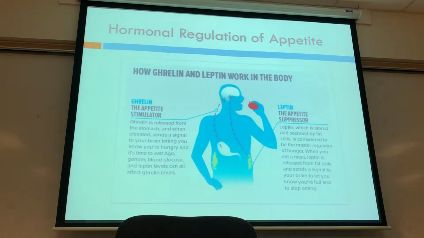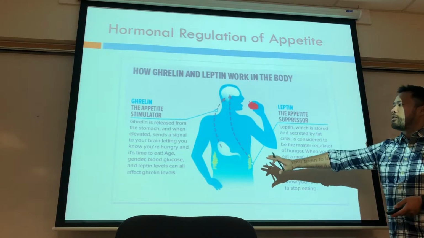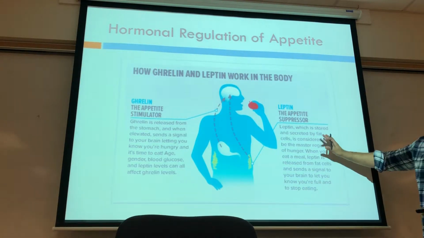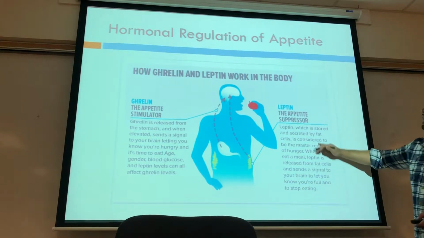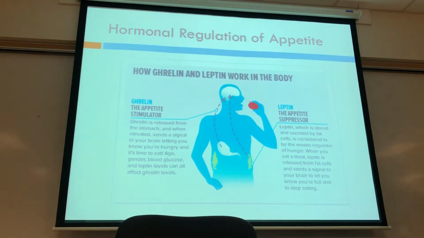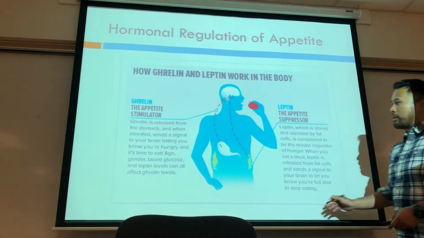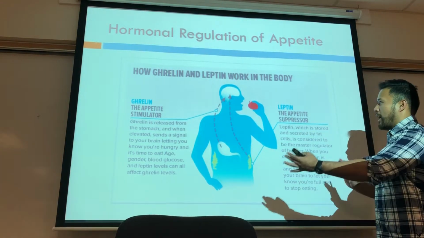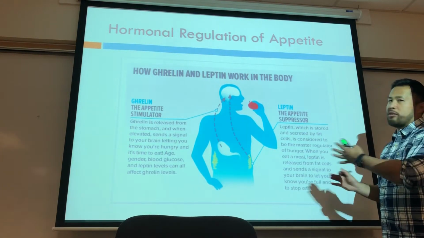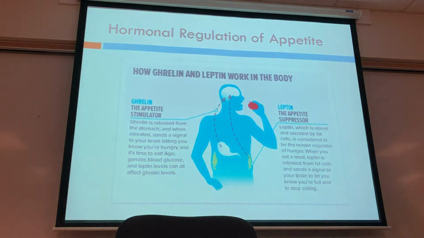The next slide really just goes over looking at the two, the ghrelin, the appetite stimulator, and leptin, the appetite suppressor. And they work hand in hand. Leptin, which is going to decrease your appetite, takes place after you eat. Ghrelin will be the highest right before you eat. And they work hand in hand in order to stimulate your need to feed.